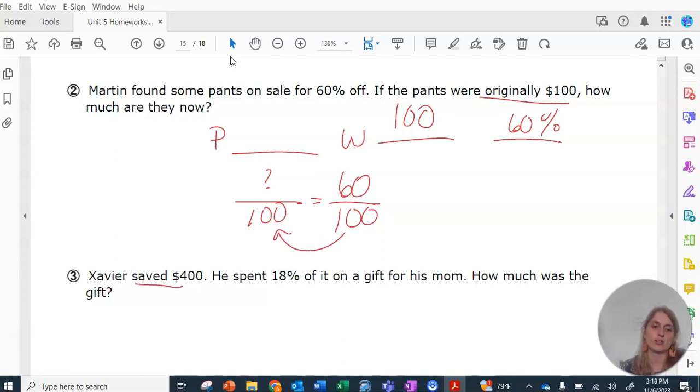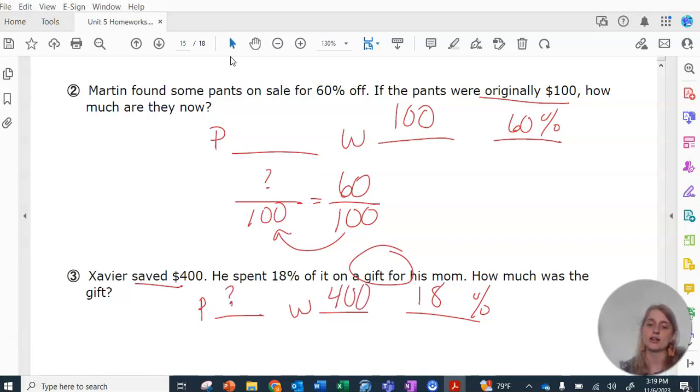Xavier saved $400. He spent 18% of it on a gift for his mom. Is the gift for his mom all his money or part of his money? It's part, so we don't know how much that is. So that makes the 400 all his money.